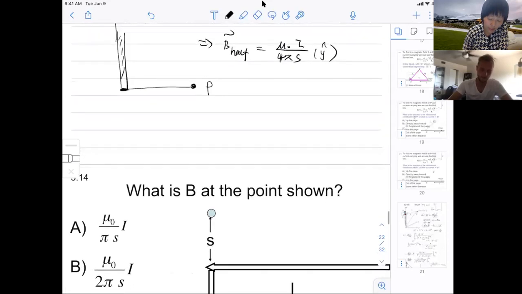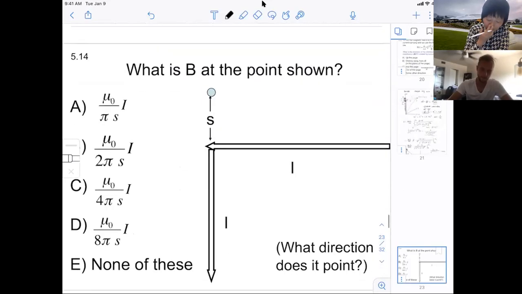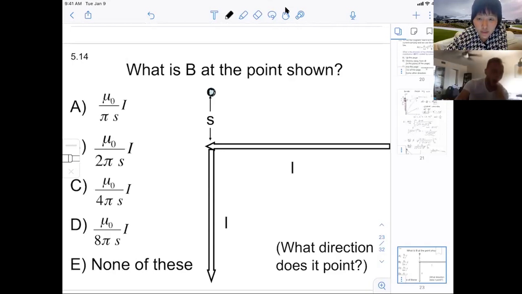So here we have a question that's kind of like a half wire. You have this current that's been sort of folded into a 90-degree angle. You have a current flowing here and then going downward. You're evaluating your B right at this point shown. It's at a distance s away from the corner. So which of these correctly represents the magnitude of the B field here? All right, I'll let you go ahead and have a discussion.